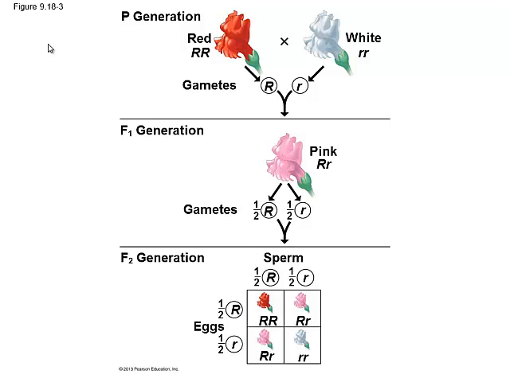So this intermediate, this F1 generation, this pink flower, only has one copy of that genetic material that's producing that red color. The other copy is producing what? White. And when I mix white and red, what do I get? Pink.